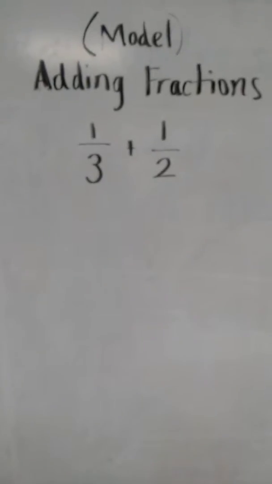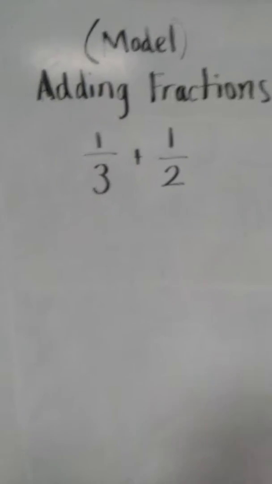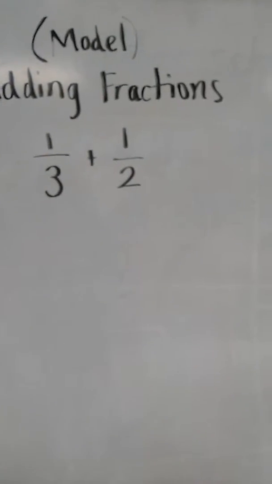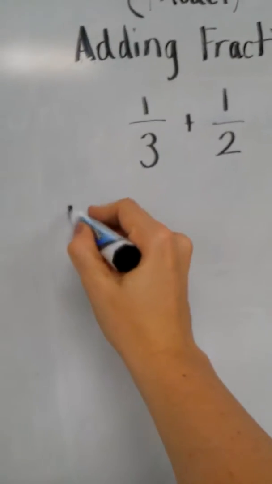Adding fractions with unlike denominators using a model. So when we have 1/3 plus 1/2, we know that we cannot add these fractions together because they're different units. Their denominators are not the same. So we need to find a common denominator, which we can do by drawing a model.